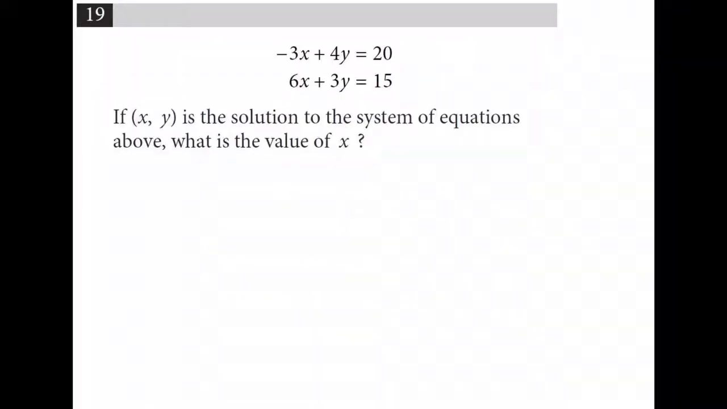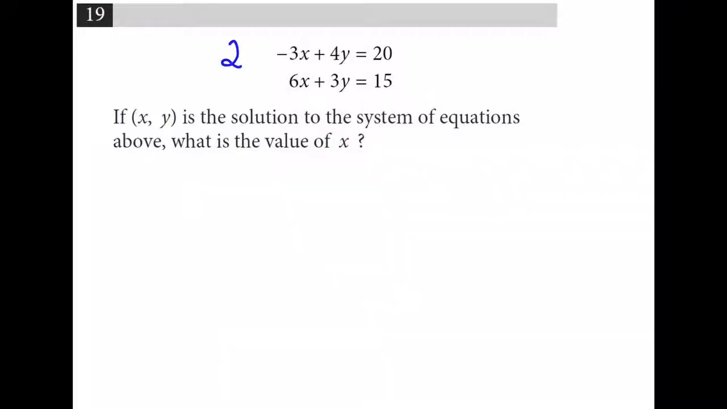Number 19. Negative 3x plus 4y is equal to 20. 6x plus 3y is equal to 15. If xy is the solution for the system of equations above, what is the value of x? You might notice if we look at the coefficients, there are no 1s, so substitution is not going to be the easiest trick, but the x coefficients, negative 3 is a factor of 6. If I just double this top equation, I'll be able to add straight down and cancel out my x terms.